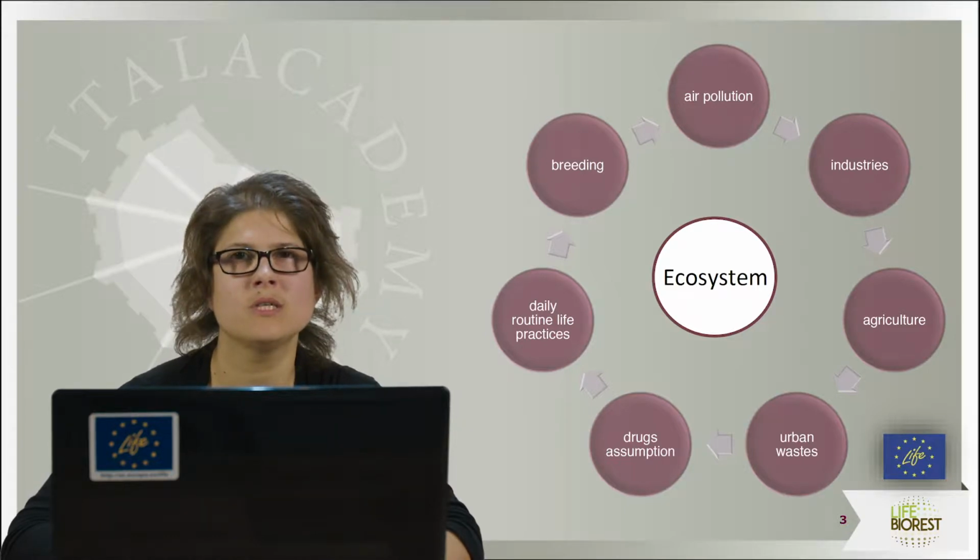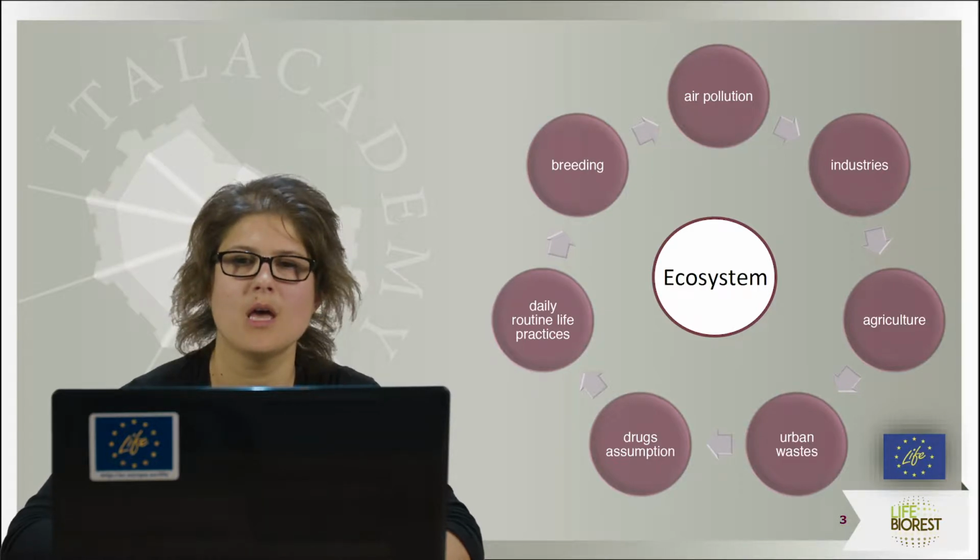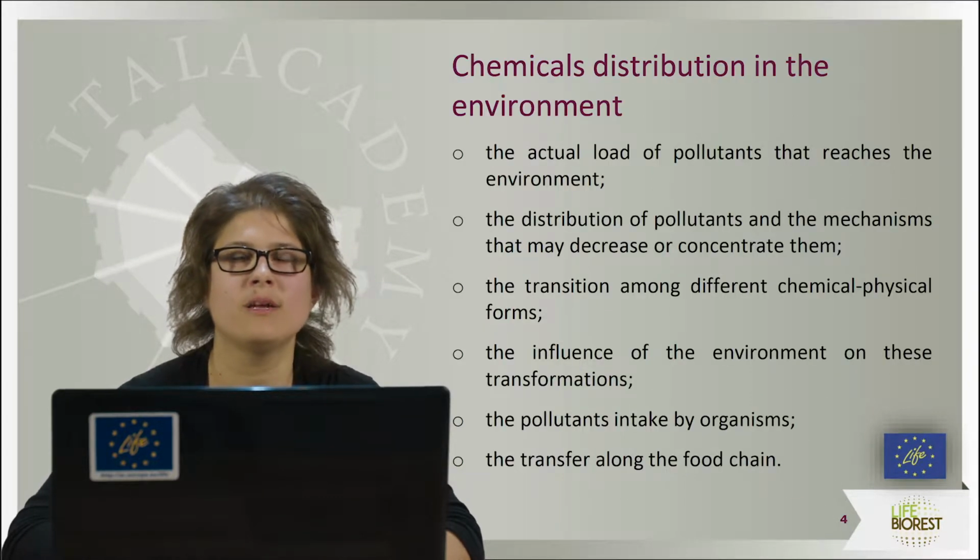Indeed, industry, breeding, and agriculture have a direct impact on the ecosystem, but we have to consider also more unexpected sources of pollution that come from practices associated to daily routine life. To have a precise environmental assessment, several factors have to be considered. First, the actual load of pollutant that reach the environment. Then, the distribution of pollutant among water, soil, and sediment, and any mechanism that may decrease or concentrate them.